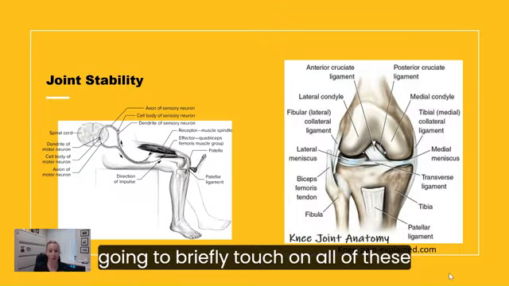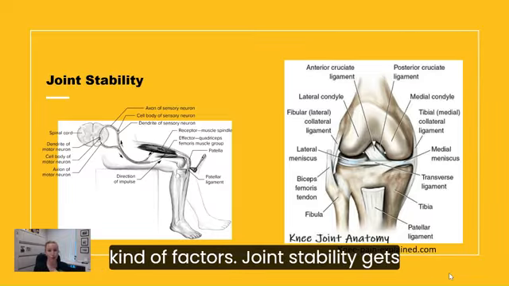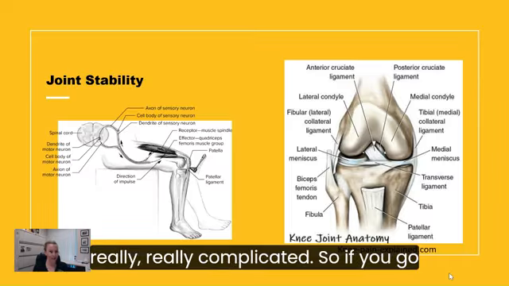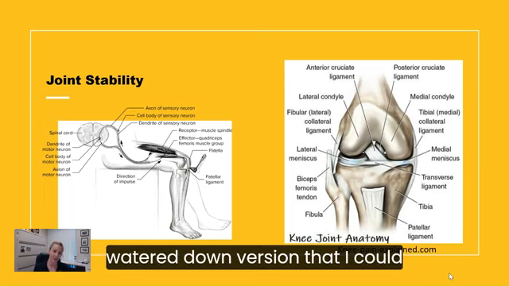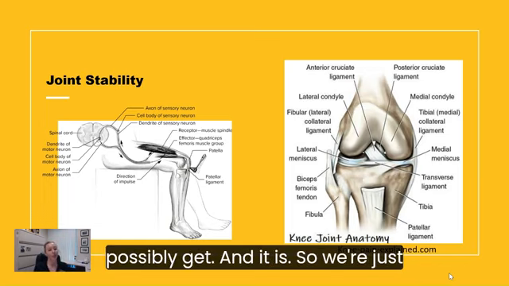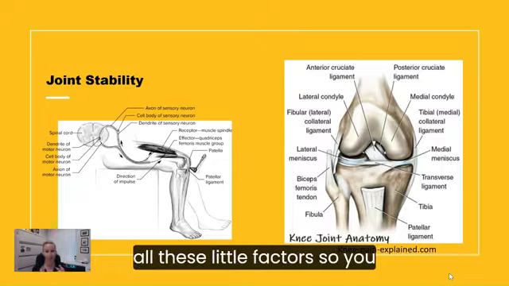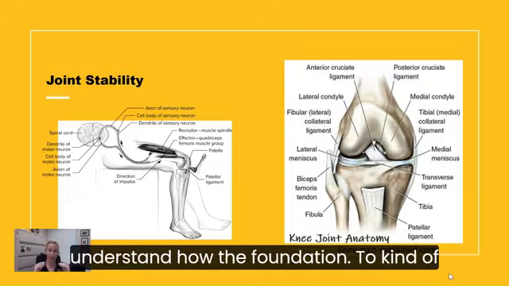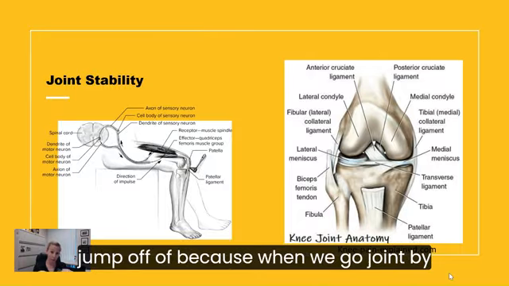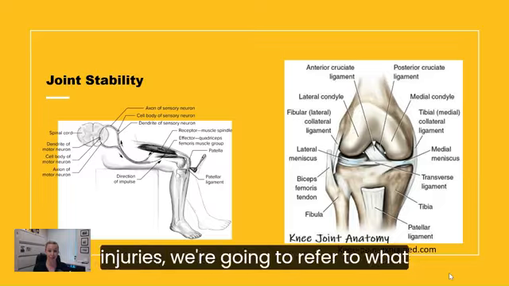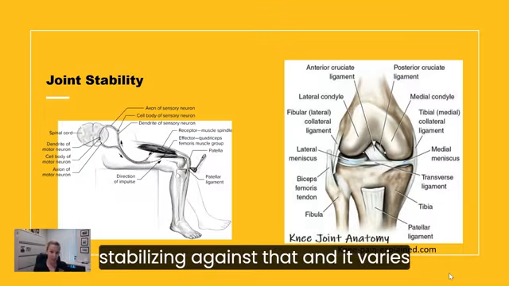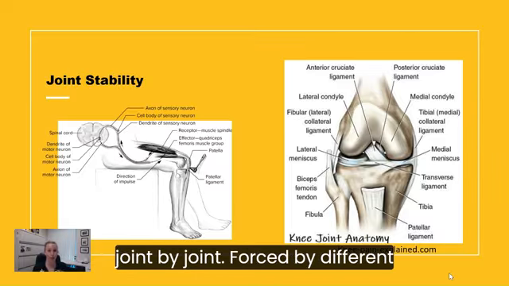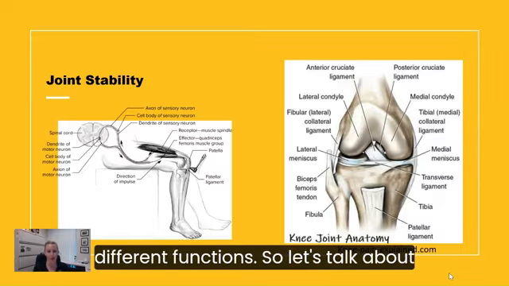So I'm just going to briefly touch on all of these factors. Joint stability gets really, really complicated. So if you go into DPT and MAT, you may look back on this lecture and think this was the most watered down version that I could possibly give, and it is. So we're just going to touch on all of these little factors so you have a foundation to jump off of, because when we go joint by joint and we talk about specific injuries, we're going to refer to what structures were responsible for stabilizing against that, and it varies joint by joint, with different directions and magnitudes of force and different functions.